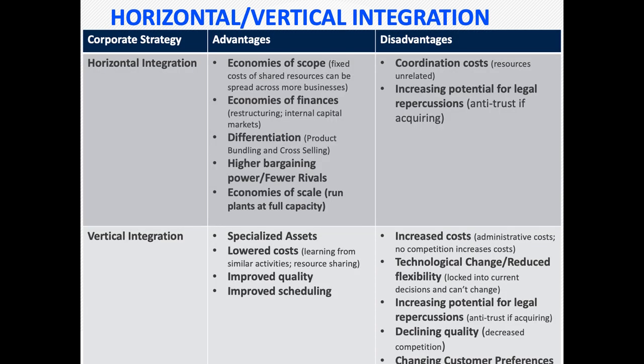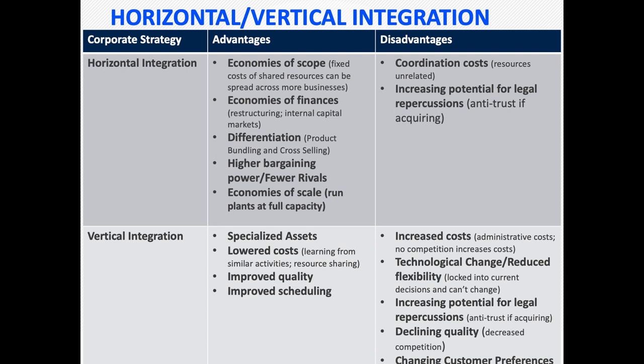Now, there are a bunch of different advantages and disadvantages that come with integration. There are a few that I want to mention here. For horizontal integration, a big one of these is economies of scope. A lot of costs for certain things are high and fixed, but if you have a lot of different businesses that can use those fixed resources, then you can spread those costs out over those businesses.